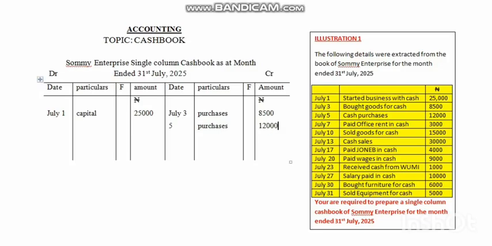Then we move over to the next one, July 7th. What happened on July 7th? Paid office rent in cash. This is a cash outflow because the cash is going out of the business. So he paid office rent. It should be recorded on the credit side. Office rent. So what happened July 7th? Okay. So July 7th, you write office rent.